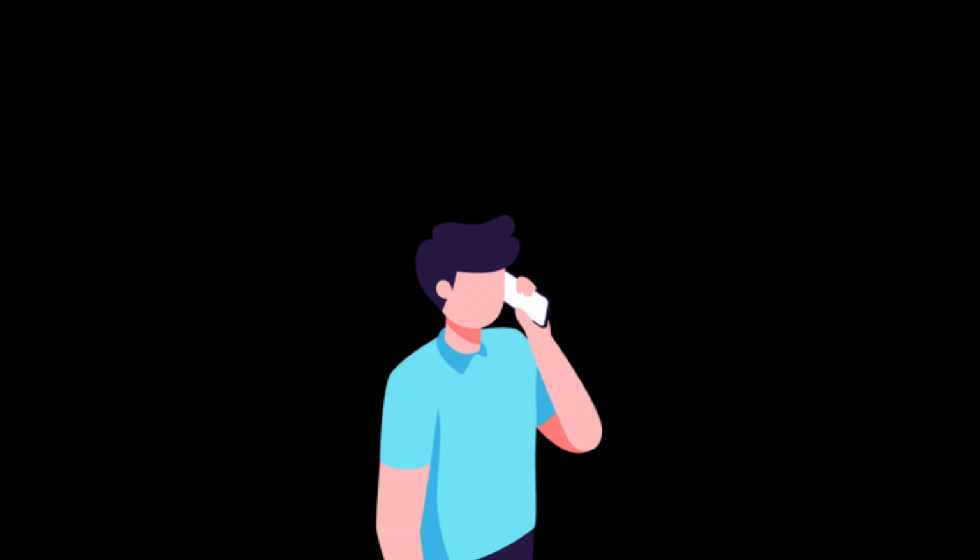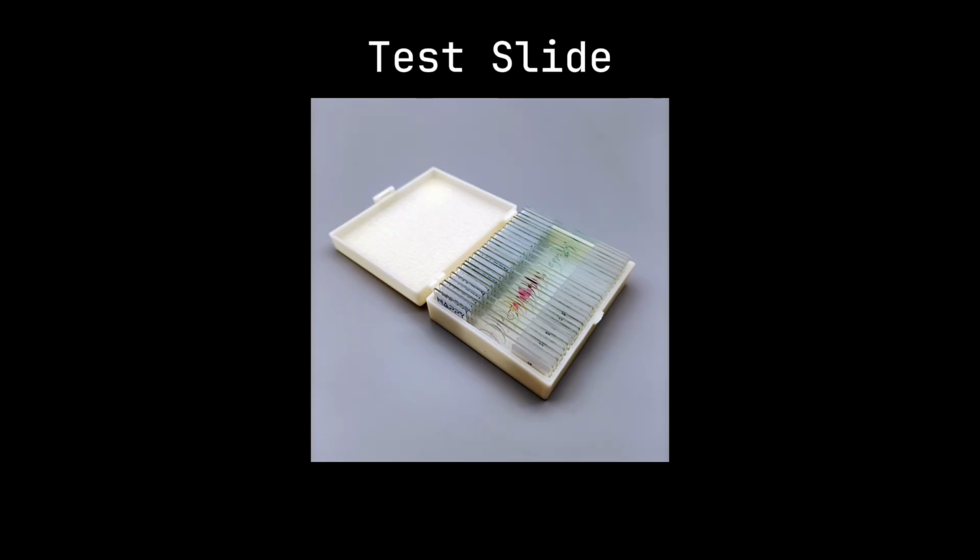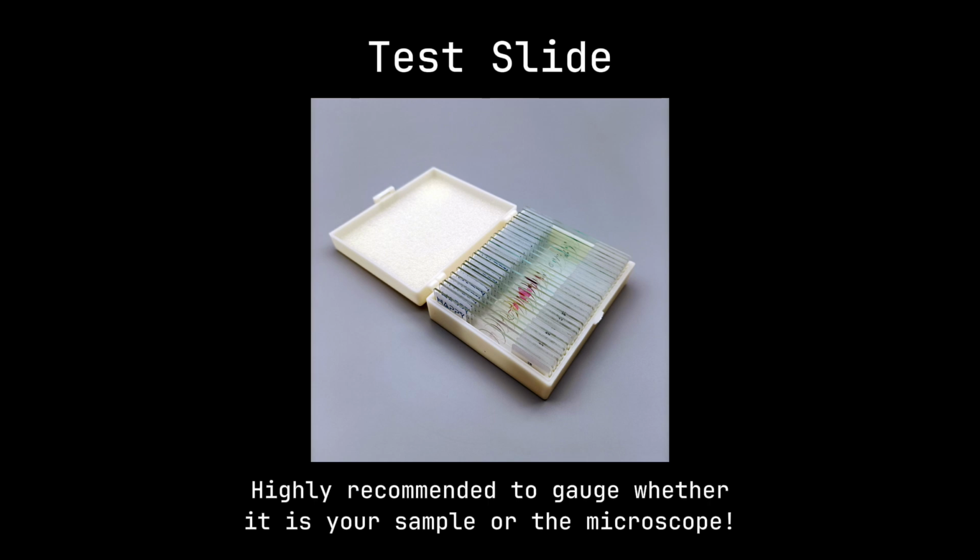But before you do, a good tip is always to have a test slide with you, something that's got a good fluorescent signal. If problems occur, then you can attempt to image this sample and see whether it's experiencing the same issues. This will allow you to recognize whether the problem is your sample or the microscope.